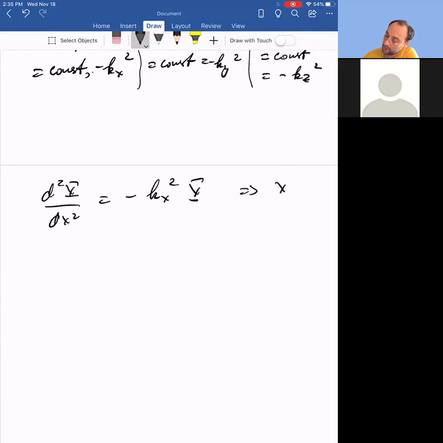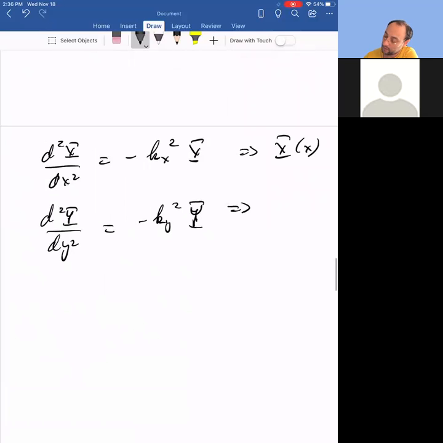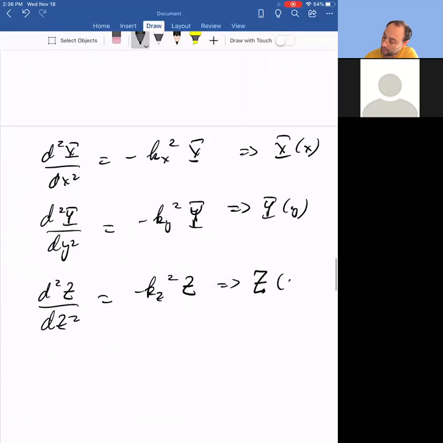And so we want X as a function of x, and then we get a similar thing for the y. This produces Y as a function of y. Then we get the third equation in variable z, and we want this as a function of z. Okay?